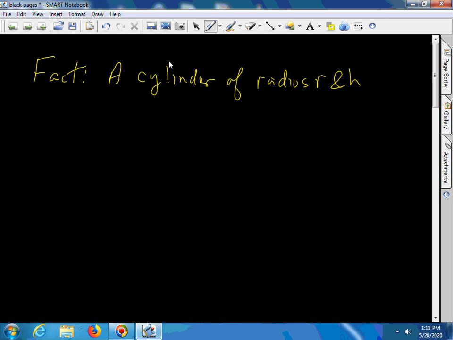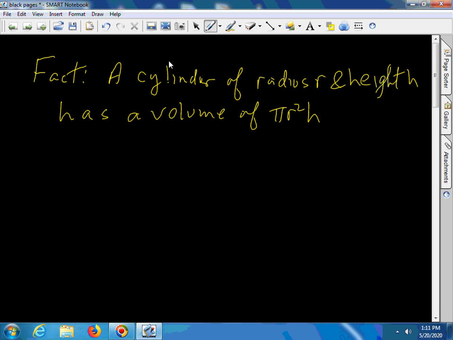In this video, we're going to prove the following fact. A cylinder of radius r and height h has a volume of pi r squared times h. And we're talking about a right cylinder.